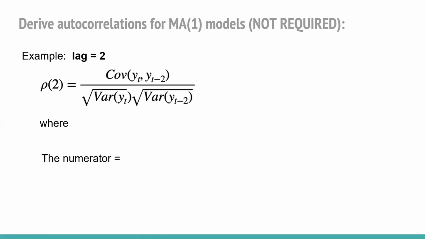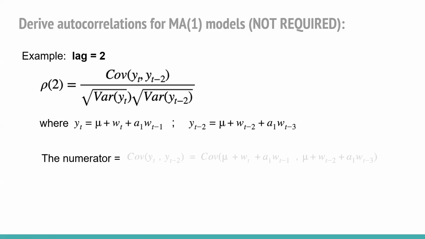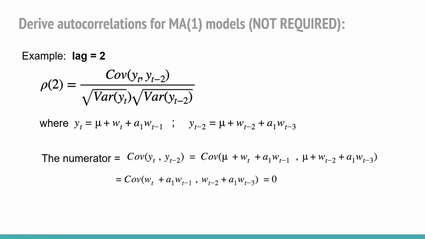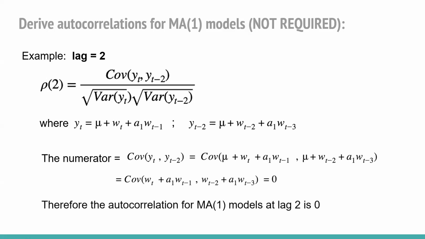Okay, now if I want to do lag 2, even before going for lag 2, I know that if I'm working on a moving average of order 1, for anything greater than lag 1, the correlation will be equal to 0. And if you pretend as if you don't know, you can actually prove that it is equal to 0.